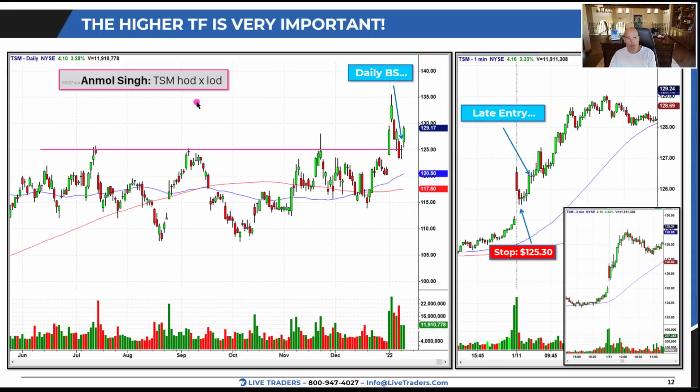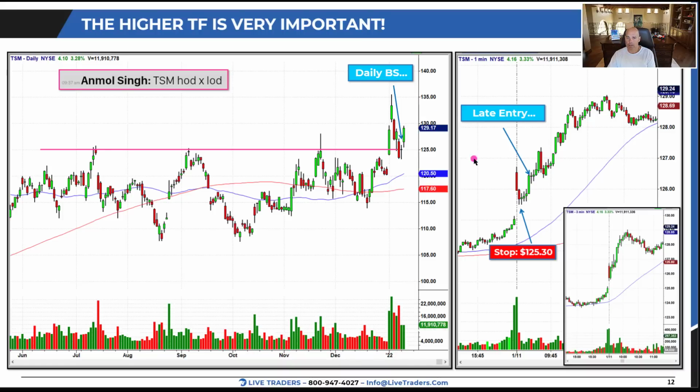But long story short, Omal at 9:37 in the morning said, hey, TSM, high day, low day. High day, low day. That's 1, 2, 3, 4, 5, 6, 7 bars. Is right just past that arrow, just after that arrow. He's in. Pops. Small pullback. Rips. 129.